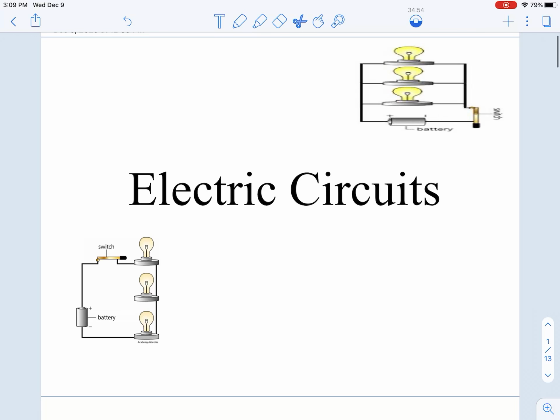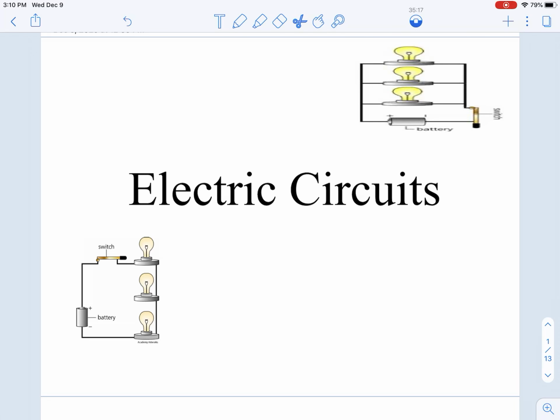All right, today we're going to talk about electric circuits. You can see from the two illustrations here that we have some sort of wiring system that is attached to our light bulbs, which ideally is going to cause those light bulbs to turn on for us. So let's talk about the difference between these two images here.